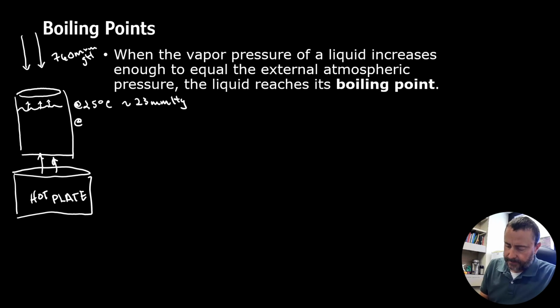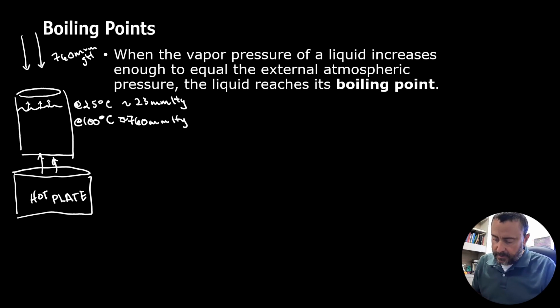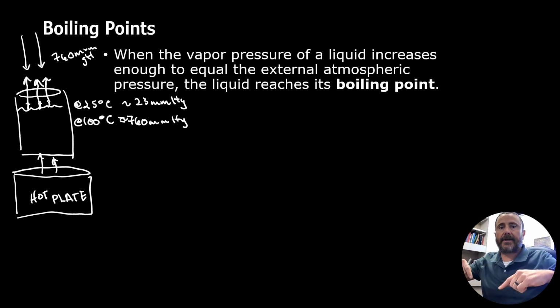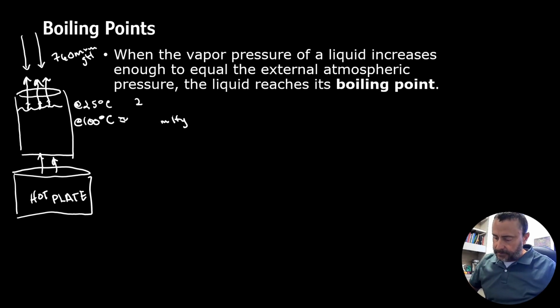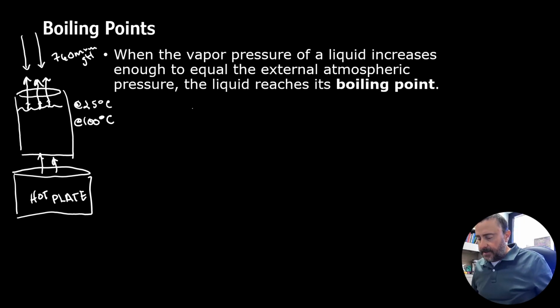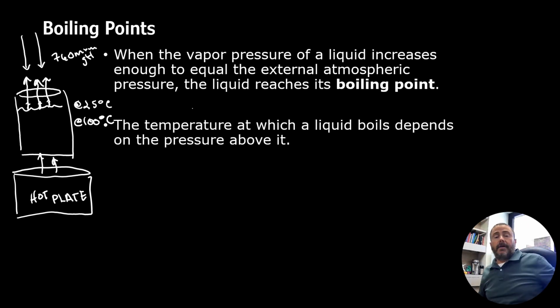All right, well, then once you reach 100 degrees Celsius, the vapor pressure is 760 millimeters of mercury. You have reached a point where the pressure going up equals the pressure going down on the liquid. And at that point, boiling happens. So this then depends upon the pressure that is being exerted down upon it.